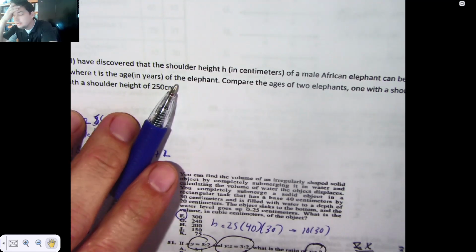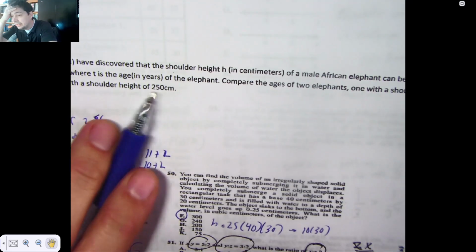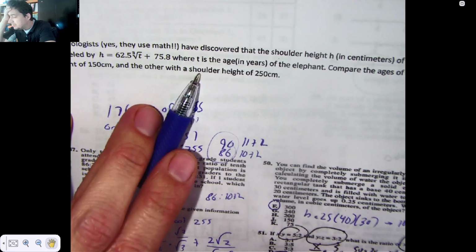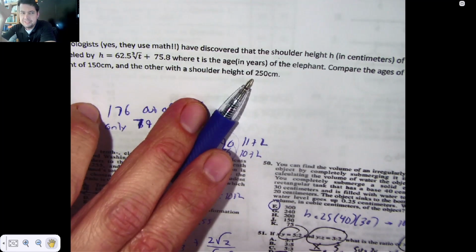Let's see, biologists have discovered that shoulder height in African elephants can be modeled by this little cube root function. Compare the ages of two elephants, one with a shoulder height of 150 and one with a shoulder height of 250. This is an easy problem. So you take your height and you plug it in.